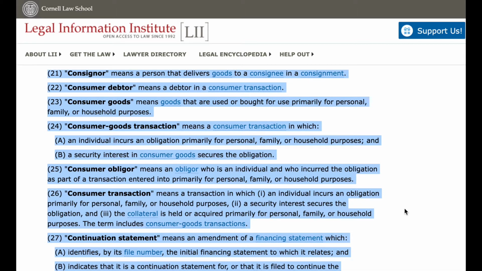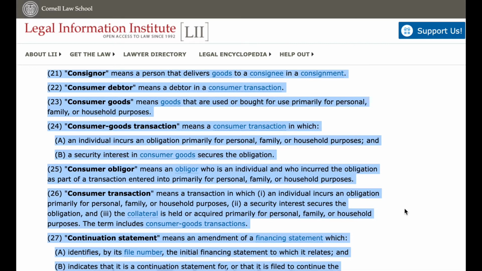25. Consumer obligor means an obligor who is an individual and who incurred the obligation as part of a transaction entered into primarily for personal, family, or household purposes. 26. Consumer transaction means a transaction in which: 1. an individual incurs an obligation primarily for personal, family, or household purposes; 2. a security interest secures the obligation; and 3. the collateral is held or acquired primarily for personal, family, or household purposes. The term includes consumer goods transactions.